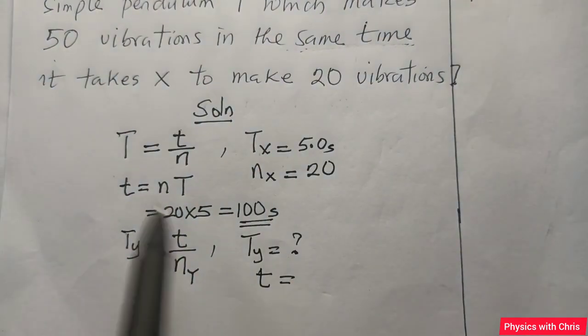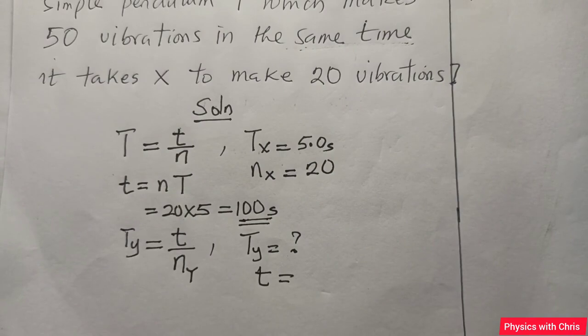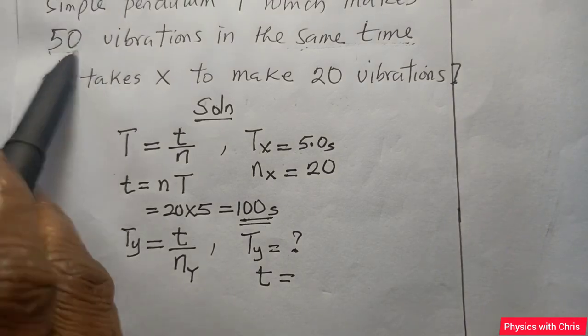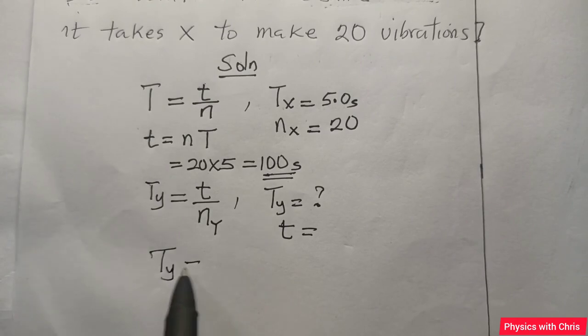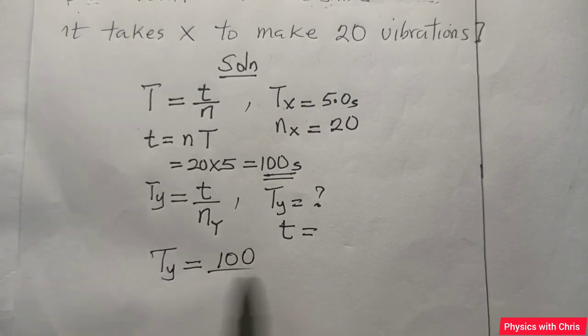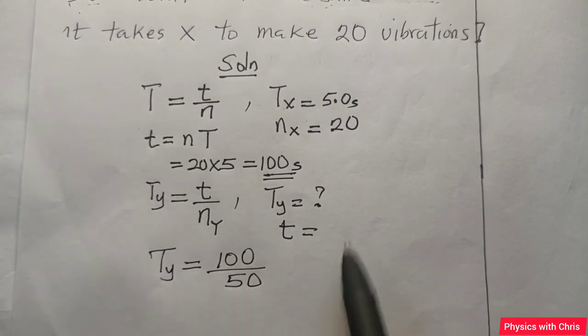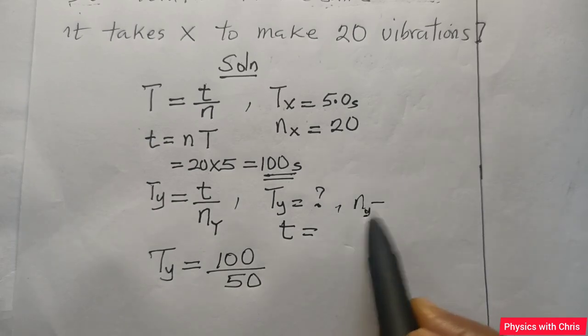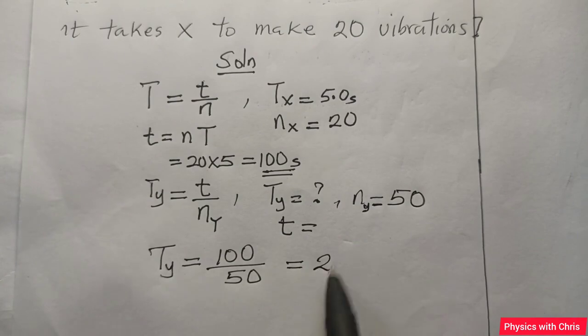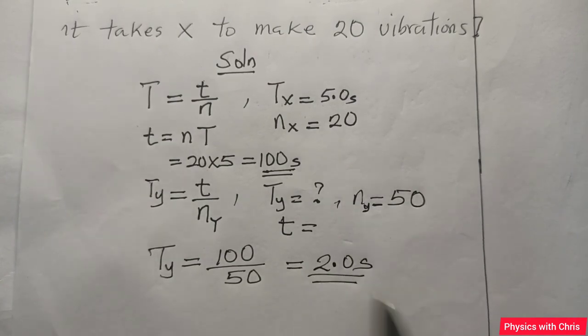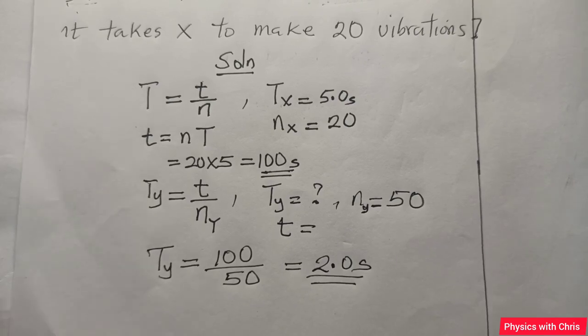So this 100 seconds, which is the time taken for pendulum X to complete 20 vibrations, is in the same time going to be taken by pendulum Y to complete 50 vibrations. So we're going to use that 100 there. So Ty equals 100 divided by 50, which is the number of oscillations completed by pendulum Y. That will give me 2 seconds. All right, so that is the solution to this question.